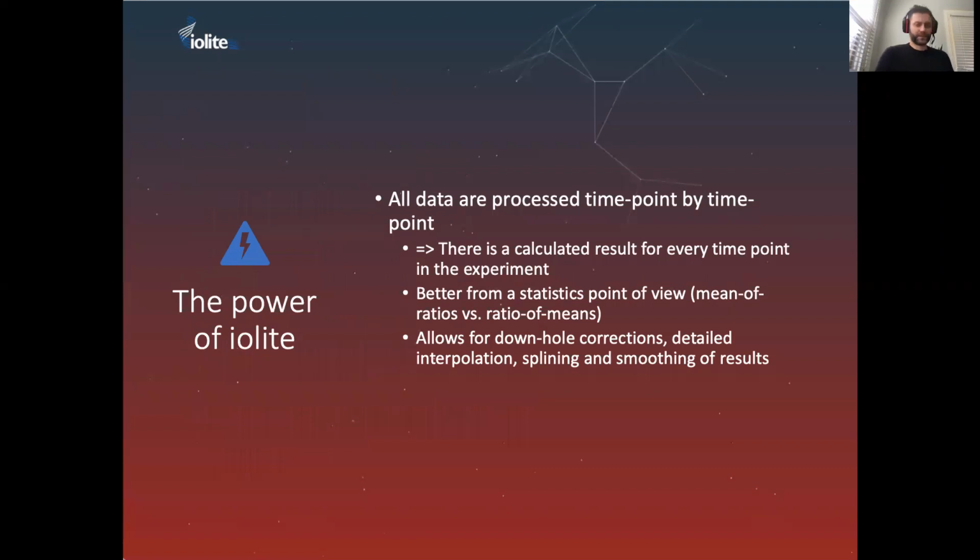So just a little bit on the statistical side of things, all the data in iolite are processed on a time point by time point basis. So this means that we don't do any averaging until the very end. This has a statistical implication that we're looking at things from the mean of the ratios, if we're taking ratios, versus ratio of the means. By keeping everything in time resolved mode until the very end, it means we can do a whole bunch of things like downhole corrections, more detailed interpolation, splining, those sorts of things.